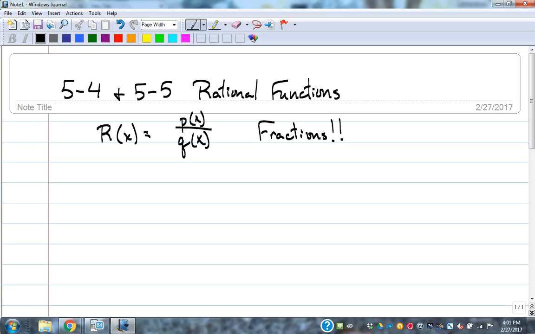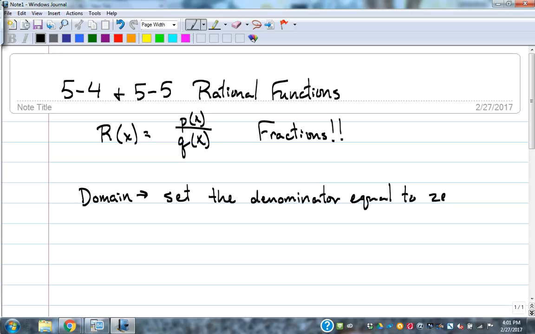Okay, so when you're dealing with a rational function, we're talking about some polynomial on top of another polynomial. That's all it really is. And with that, you got some basic things we've already done. Domain. Get that by setting the denominator equal to 0. That's what we need to do to find the domain.